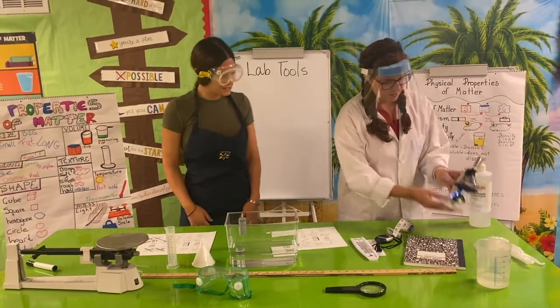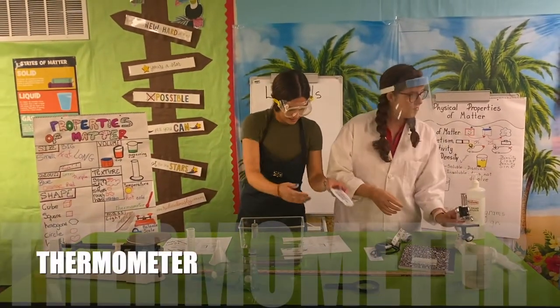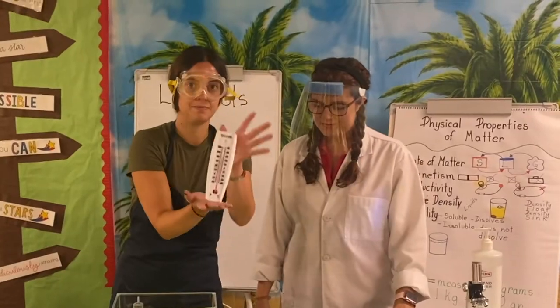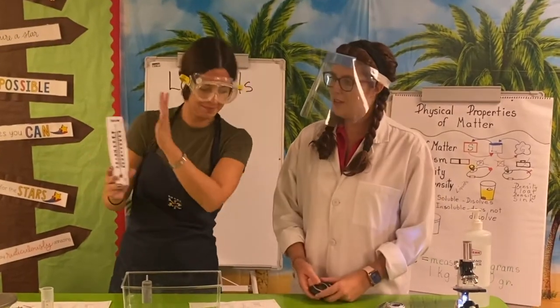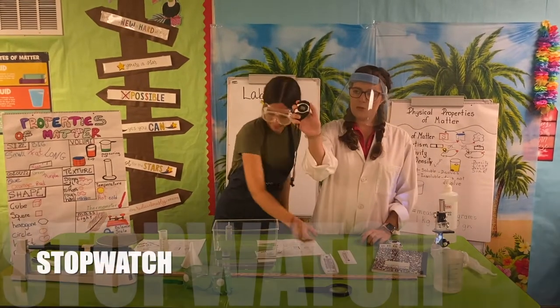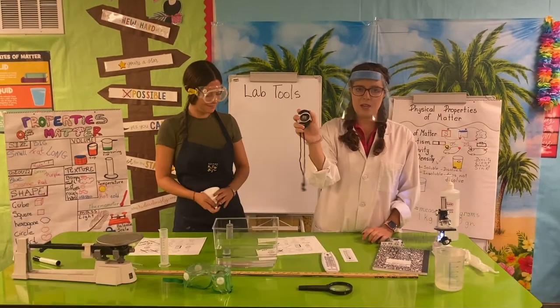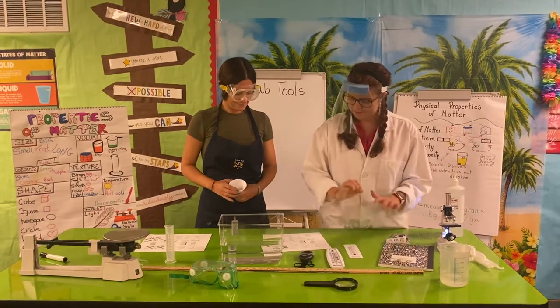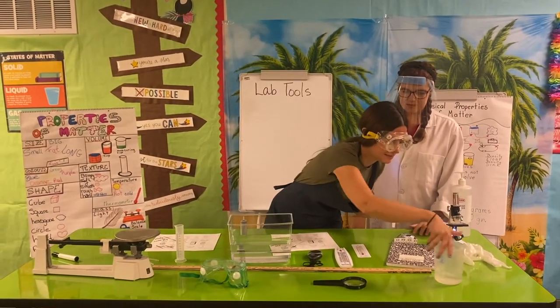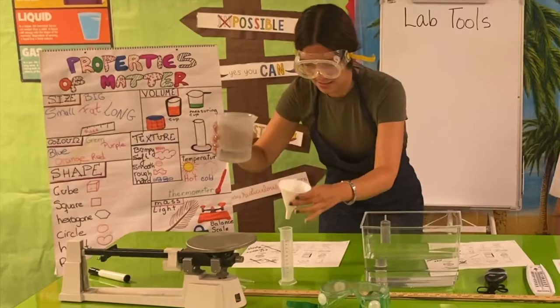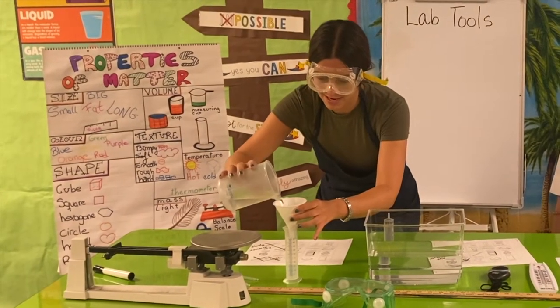And so we have here our thermometer to measure the temperature. And once you know that, you have the stopwatch. You can stop it and put the timer when you need it. And here is the funnel. You can use it to put liquids in here, like this.